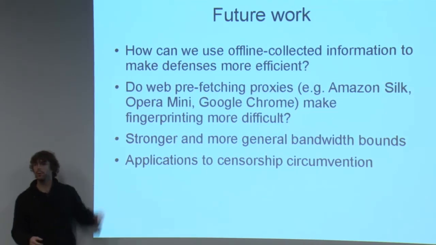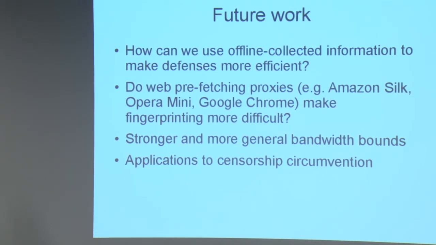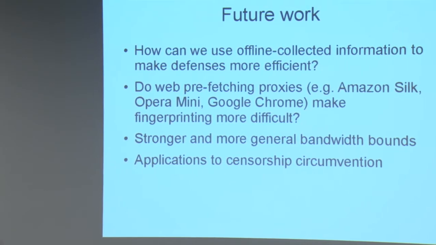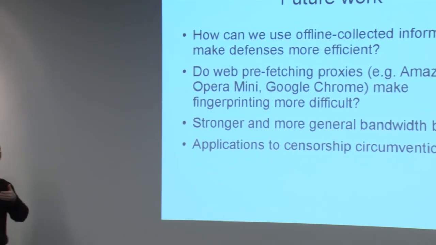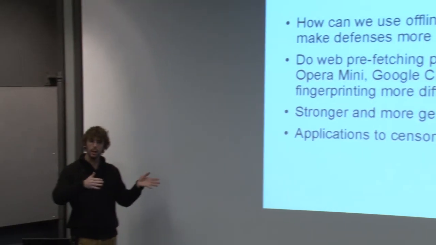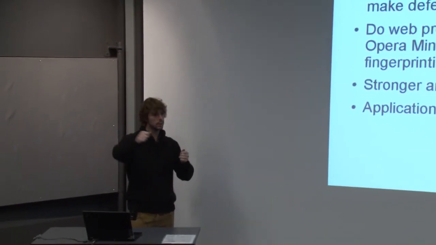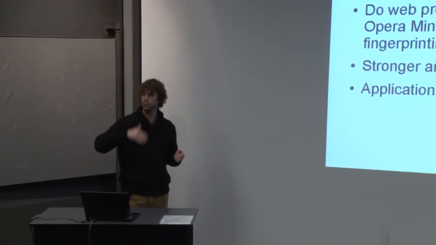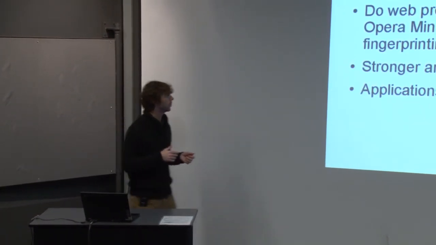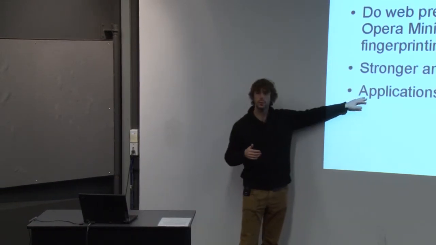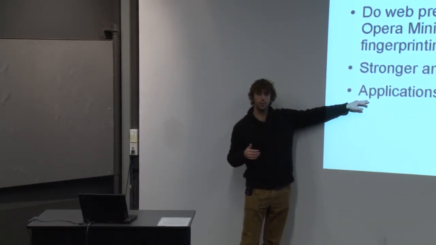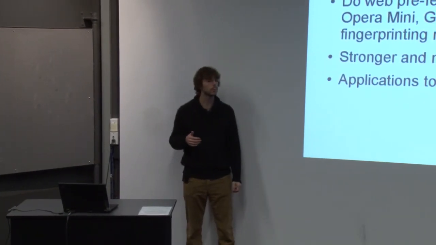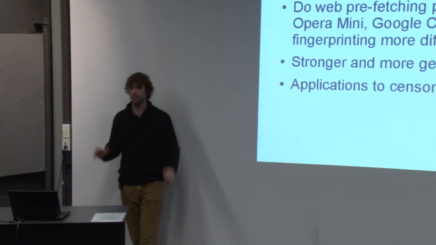There are several ways you might build a defense using prefetching web browsers like Google Chrome, because since they do prefetching, you don't have a lot of this internal structure of request and response between the client and the proxy. The client just sends a request, and the proxy just sends back the entire web page. And so much of that internal structure gets destroyed by these prefetching servers. And then, of course, we'd like to start figuring out what the implications are of these attacks and these defense ideas for censorship circumvention. Okay, now I'll call it done.